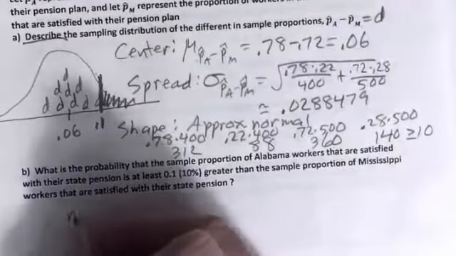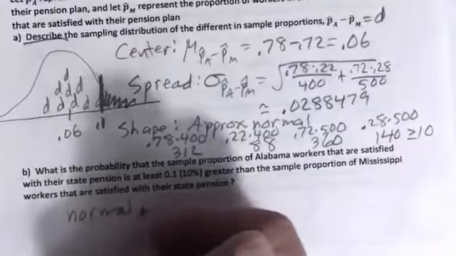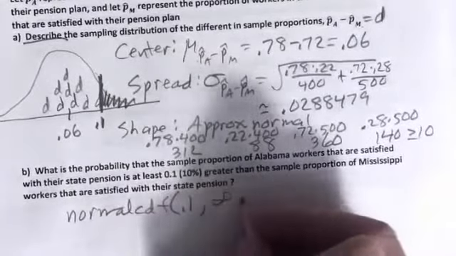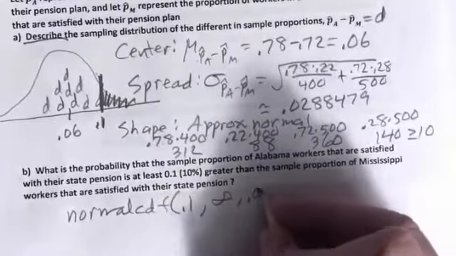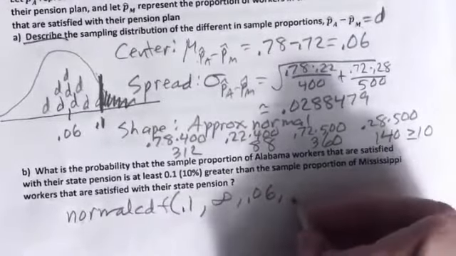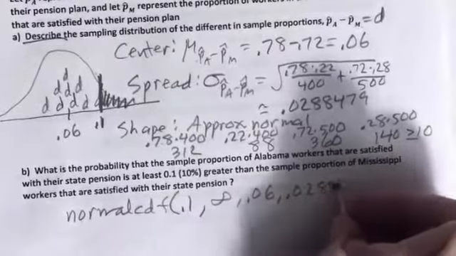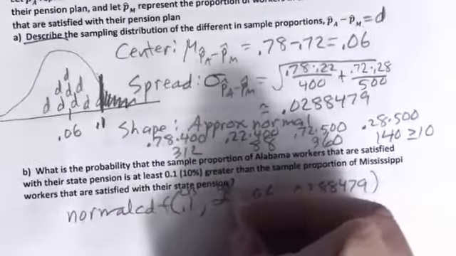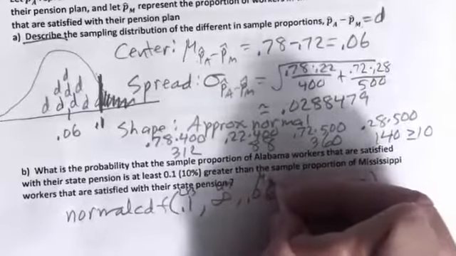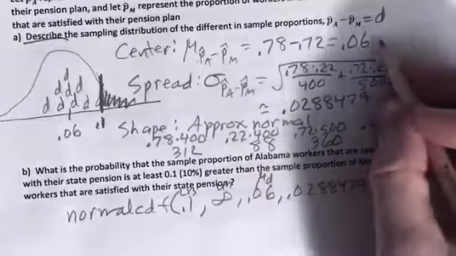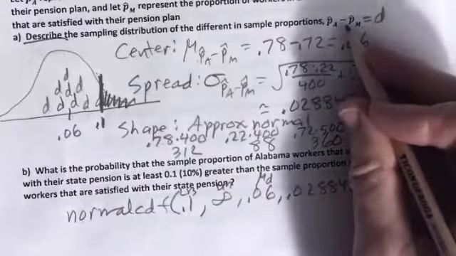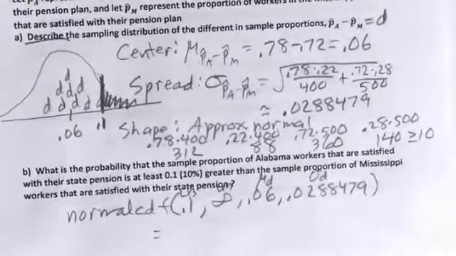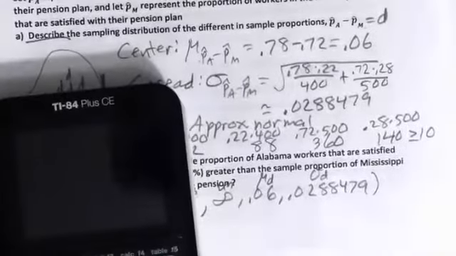And so we will say normal CDF, from 0.1 to infinity. Our mean is 0.06, and our standard deviation is going to be 0.0288479. So that is our lower bound, that is our upper bound, that is the mean. I'll just say mean of the differences, since I've defined that D as being what that is, and then sigma of the differences like that. And so let's see what we get.